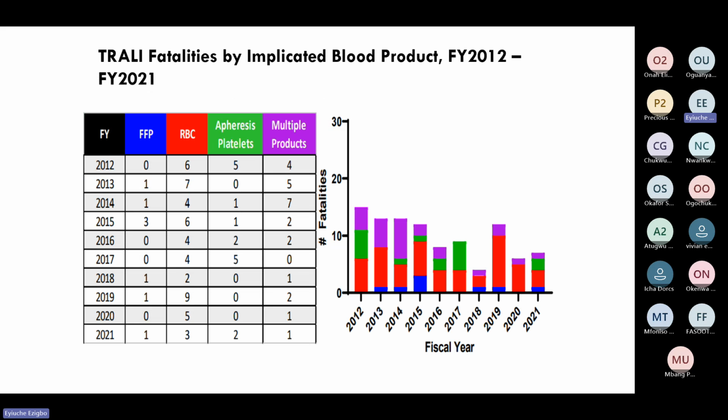So TRALI fatalities by implicated blood products. They didn't give the total, but we can see, as at 2021, red blood cells, apheresis, multiple products, and fresh frozen plasma implicated with TRALI. Red blood cells were mostly implicated. And you can see, as the years go by, the reduction in TRALI occurrence.